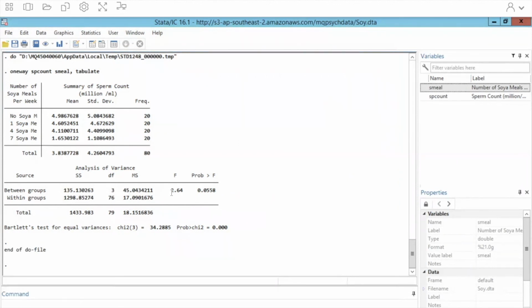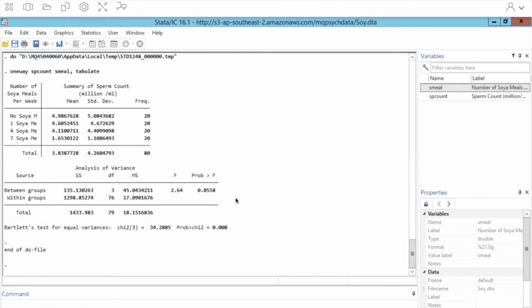Now, the good thing about this command is that it does give us our summary statistics. So we have our mean and standard deviation, which is always helpful, but it also prints Bartlett's test for equal variance. Bartlett's is very similar to Levene's, and you interpret it the exact same way. So we have a p-value here. Again, it's less than 0.05. This tells us that we reject our null hypothesis that we have equal variability across all levels of our IV.